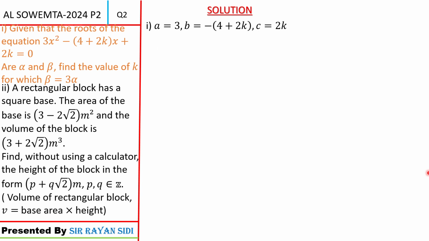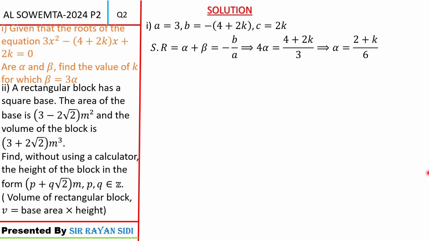Now after that, you can find the sum of roots, because the roots are alpha and beta. Sum of roots, alpha plus beta, equals negative b over a. But now beta equals 3 alpha, so I am putting 4 alpha equals negative b, which is (4 plus 2k) over 3. When you do a proper simplification, you get alpha equals (2 plus k) over 6. Look at it well, it is correct.